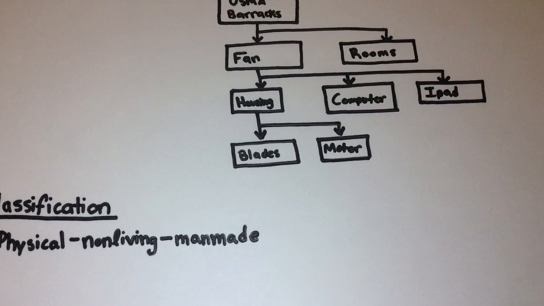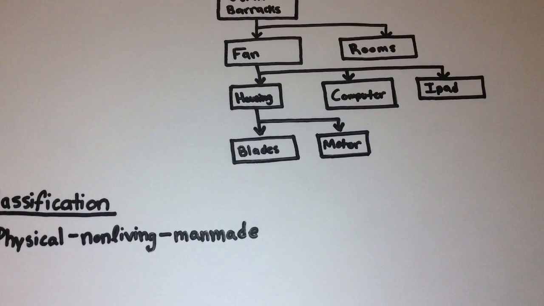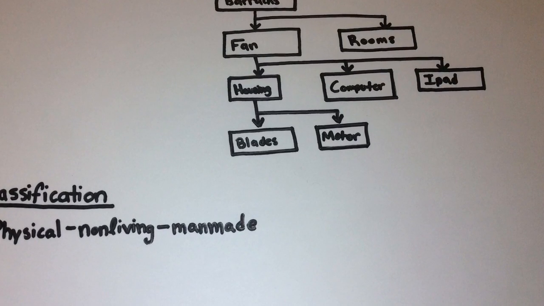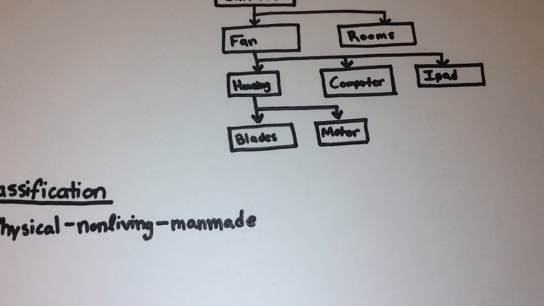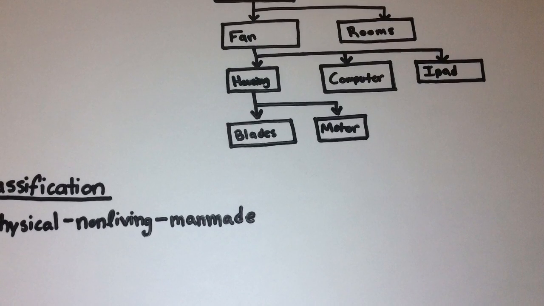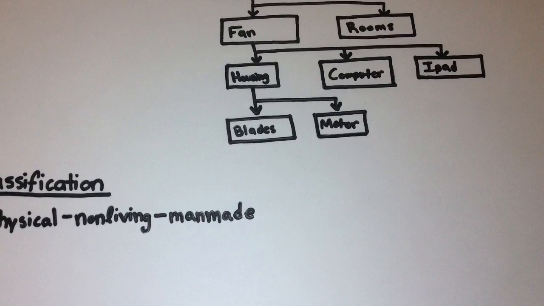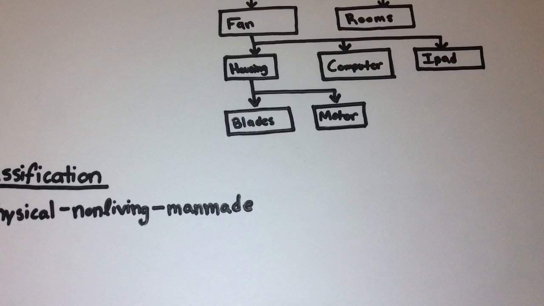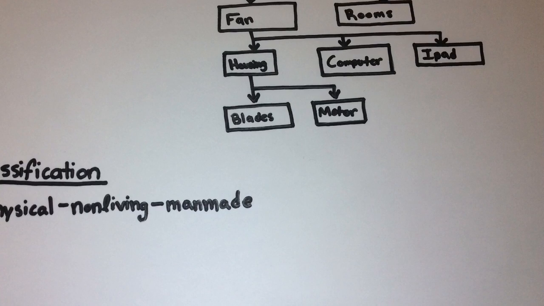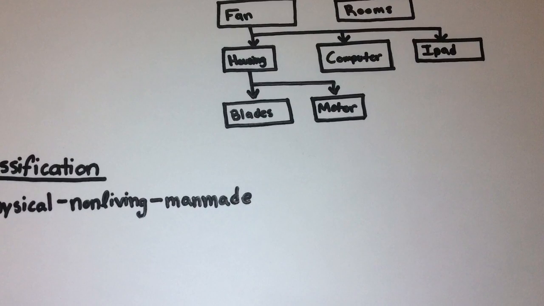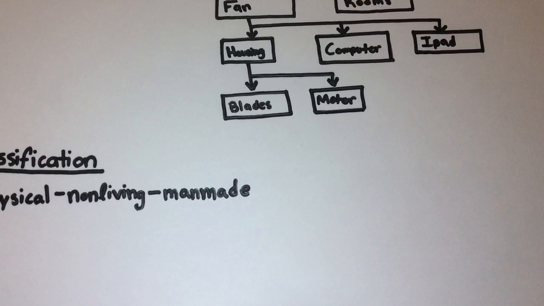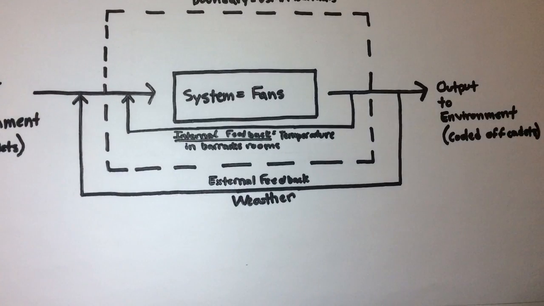Next, I will explain the spatial arrangement of a fan at USMA. First, we have the meta system, the USMA barracks. Next, we have the system of a fan and barracks rooms. Next, we have subsystems, housing of the fan, and for rooms we have a computer and an iPad. For elements of a fan we have blades and motor. The classification of the system is physical, non-living, man-made.